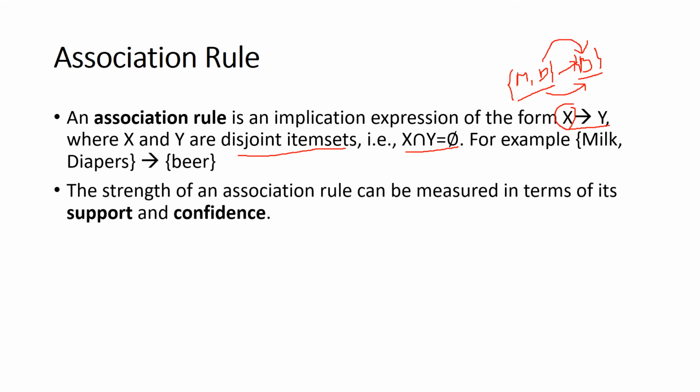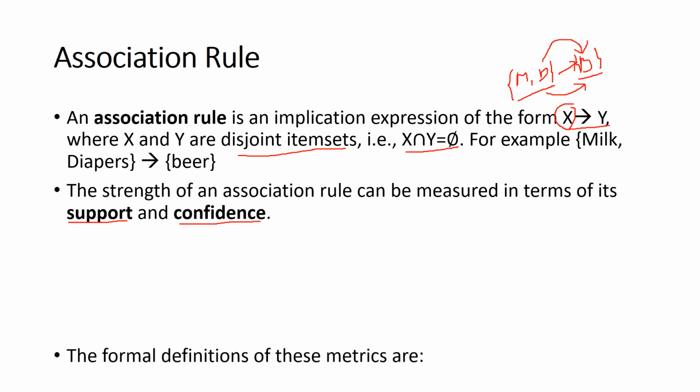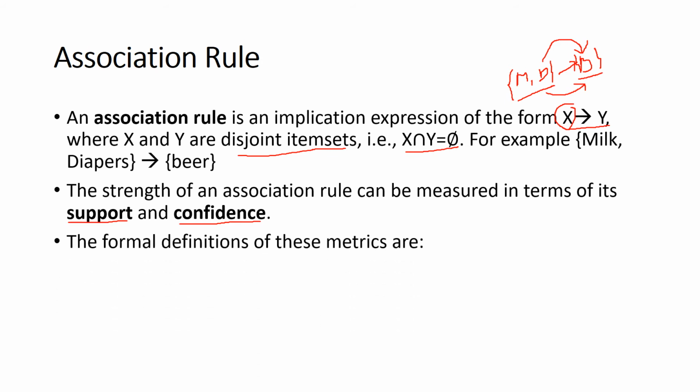The strength of an association rule can be measured in terms of its support and confidence. Number one is support and number two is confidence. So now let us try to understand what is support and what is confidence. The definitions of these metrics, support and confidence, are as follows. The first one is support.